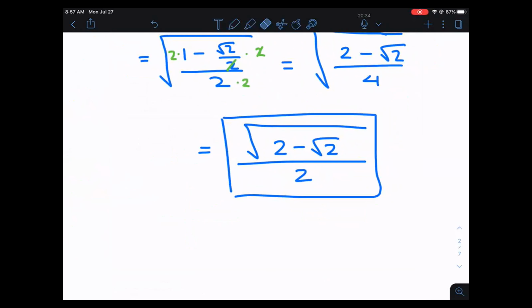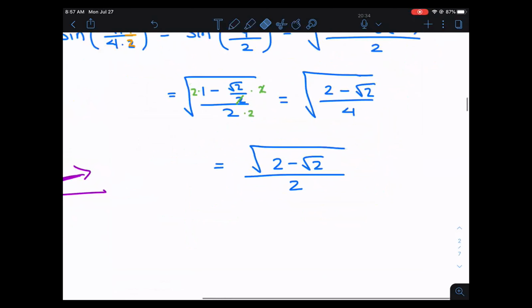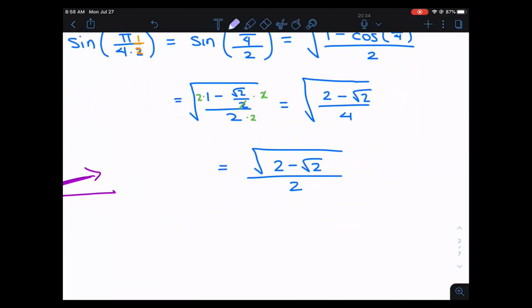So let me simplify this. To simplify this, what you guys can do is divide 2 over 4. 2 over 4 is 1/2. So let me just rewrite this.